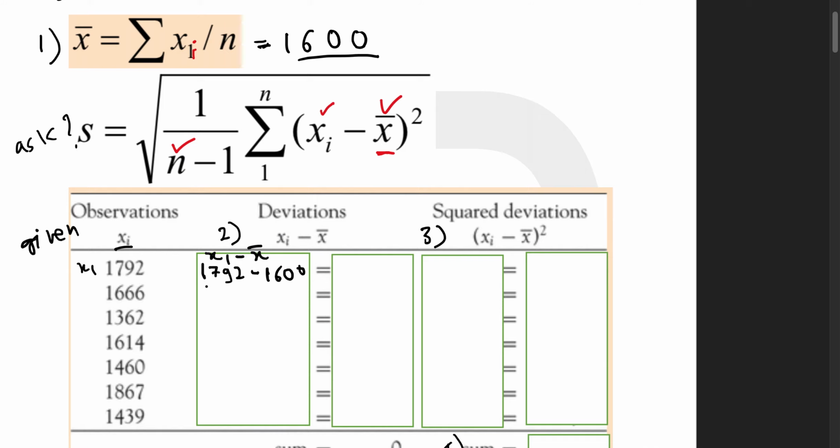Similarly, you're going to do x2 minus x bar. Your x2 in this case is 1666, so it's going to be 1666 minus 1600, and so on for all the other x values. So 1362 minus 1600. Notice that in this case you're going to get a negative value. That means that this particular data point is on the negative side of the mean, right? Then proceed with the other x values.